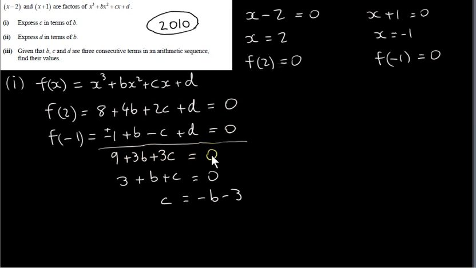We divide this equation by 3 to get 3 plus b plus c equals 0. And we end up getting c in terms of b. c equals minus b minus 3.